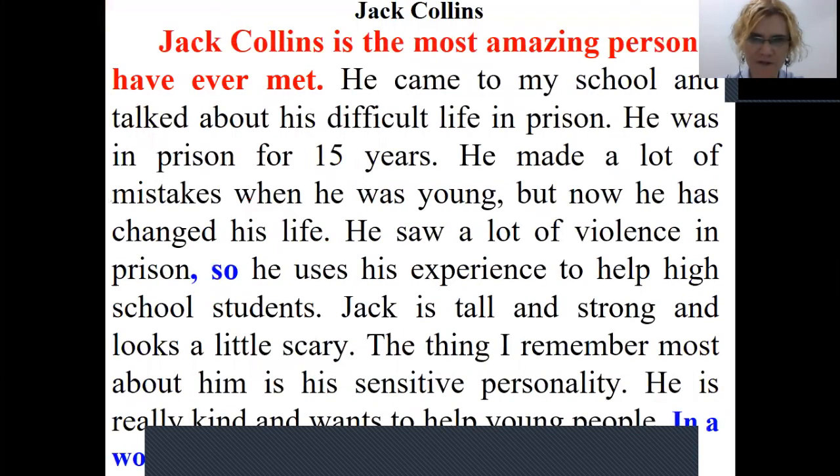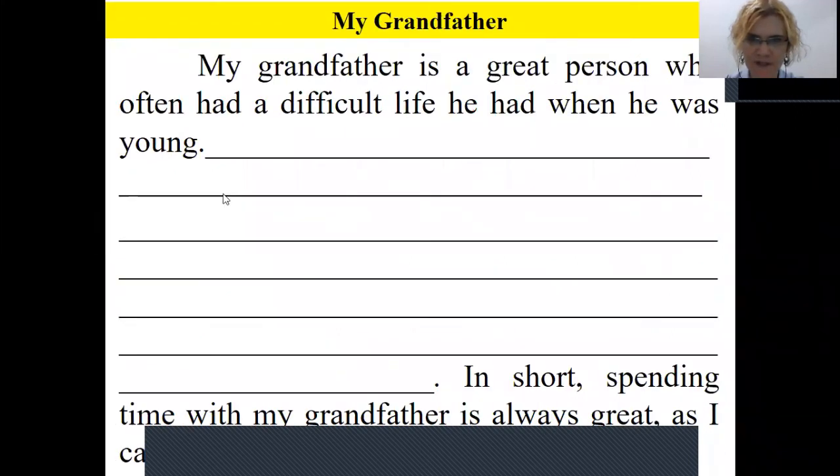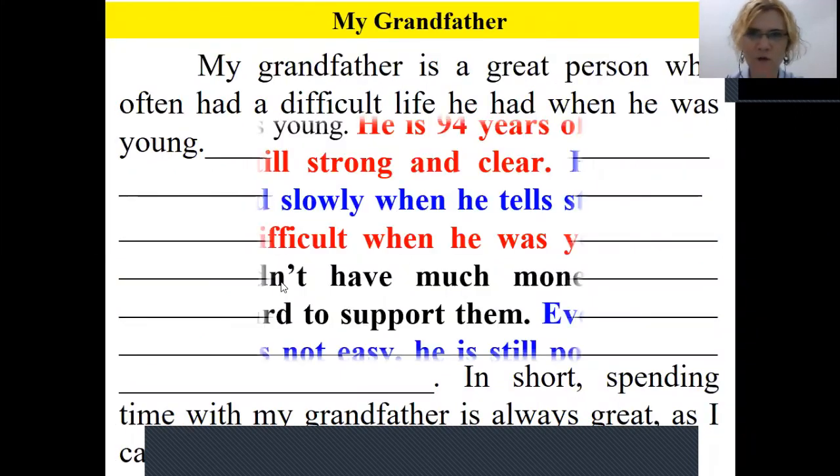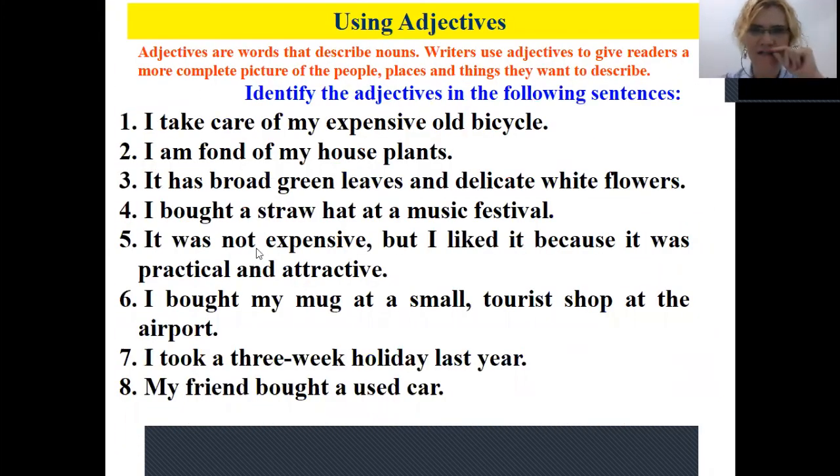An example of a description of Jack Collins. Jack Collins is the most amazing person I've ever met. So here you have an example, my grandfather, with the topic sentence and concluding sentence. You can just go through this yourself, yeah? Yeah, and then using the adjectives.